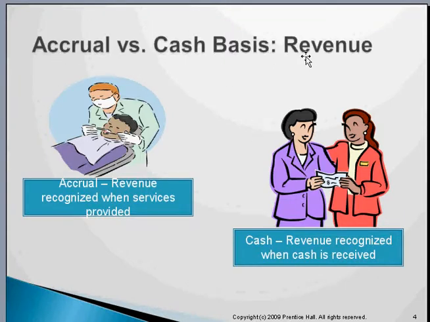Okay? Here's another example of accrual versus cash basis revenue. Accrual is recognized when the nice dentist performs his services. Okay? Under the accrual basis. Cash, we recognize revenue when it's received. The cash basis revenue is recognized when it's received.